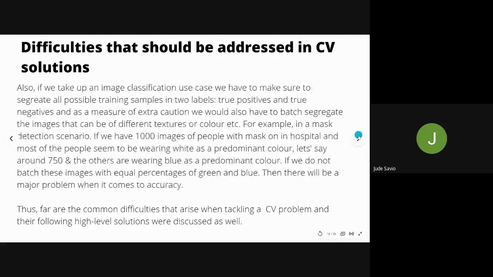So moving on, if we take up an image classifying use case where we have to make sure to segregate all possible training samples in two labels, which is true positives and true negatives. And as a measure for extra caution, we would also have to batch segregate those images that can be of different textures or color. What I mean by this is, if we are building a mask detection model where the model returns either 1 or 0, 1 if the person is wearing a mask, and 0 if the person is not wearing a mask.